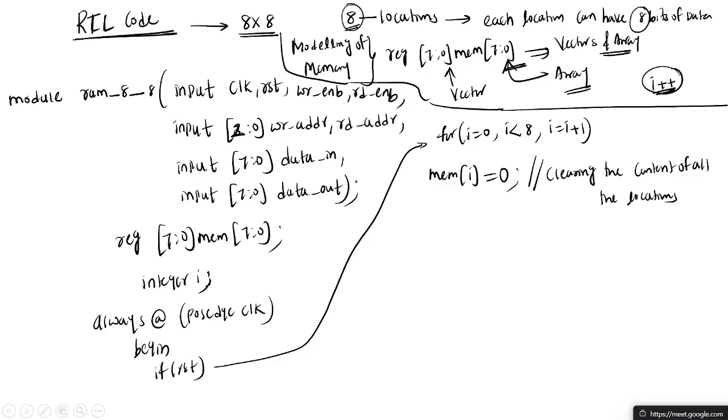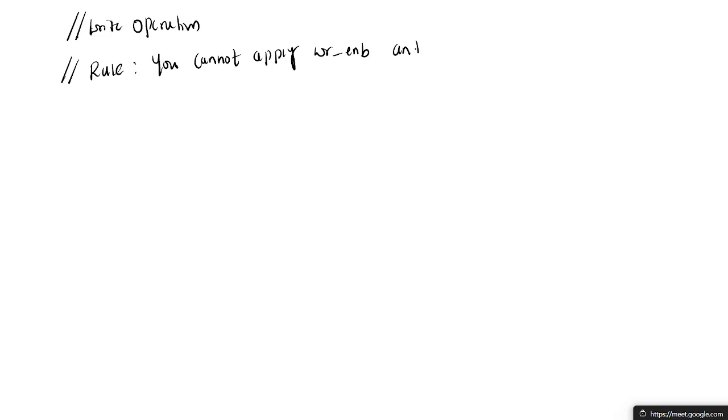Next I will write the write operation. So what is the rule? You cannot apply write enable and read enable at a time. That you need to remember. Either you can read the data or the microprocessor can write the data.